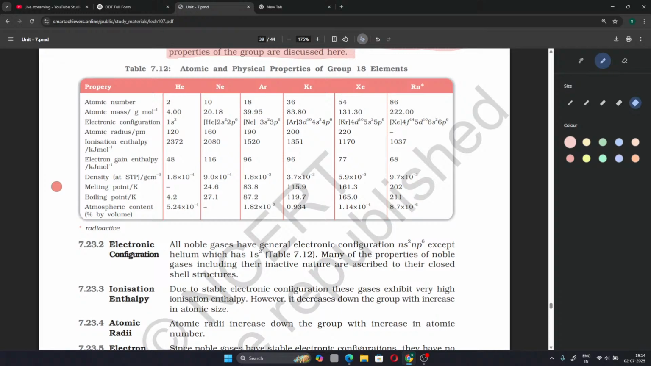The atmospheric content is very less. In parts per million, helium is around 500 parts per million, argon is around 1800 parts per million, krypton is 0.93, and xenon is 114 parts per million. Radon is 8.7 parts per million, which is very less.